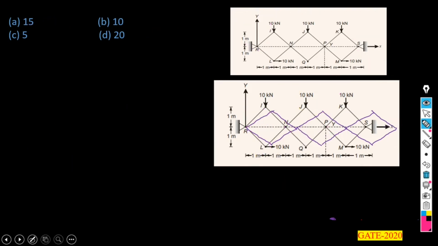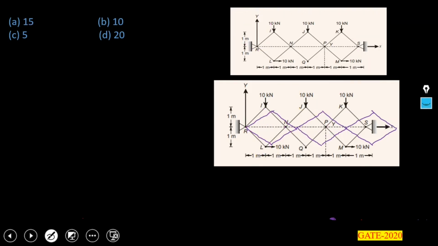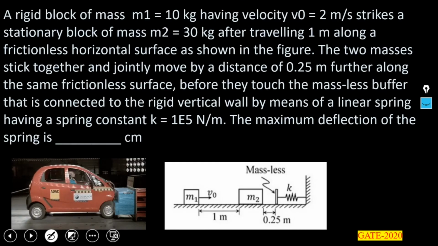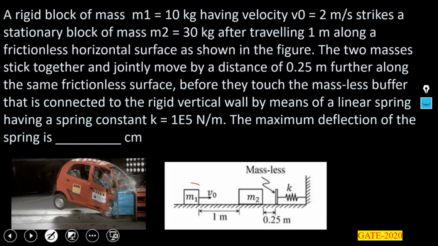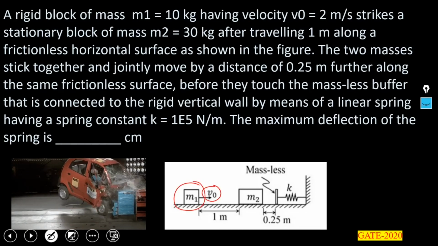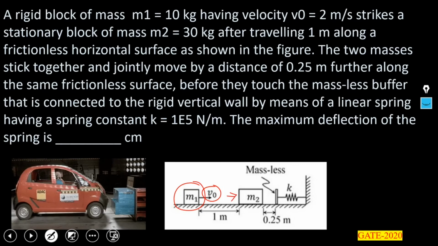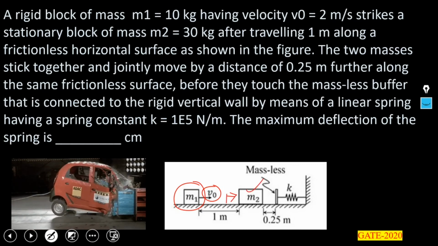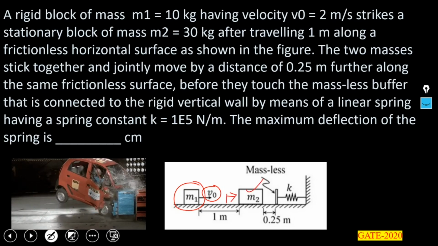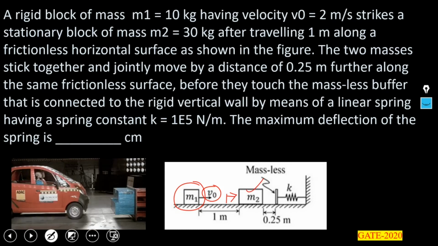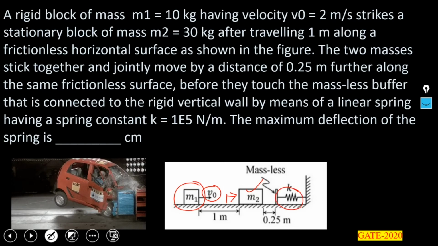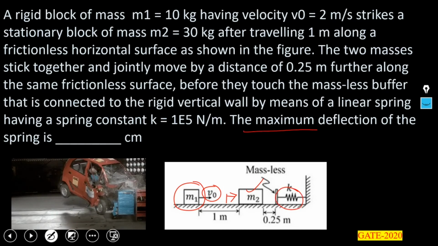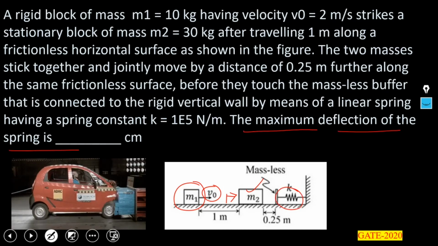Let me take one more problem. It is related to the energy methods. We have a rigid block of mass m1 with some velocity v0. It strikes another rigid block of mass m2 and they stick together. They jointly move a certain distance and they touch the spring and stop after a certain distance. And we need to calculate the maximum deflection of the spring in this case in centimeters.